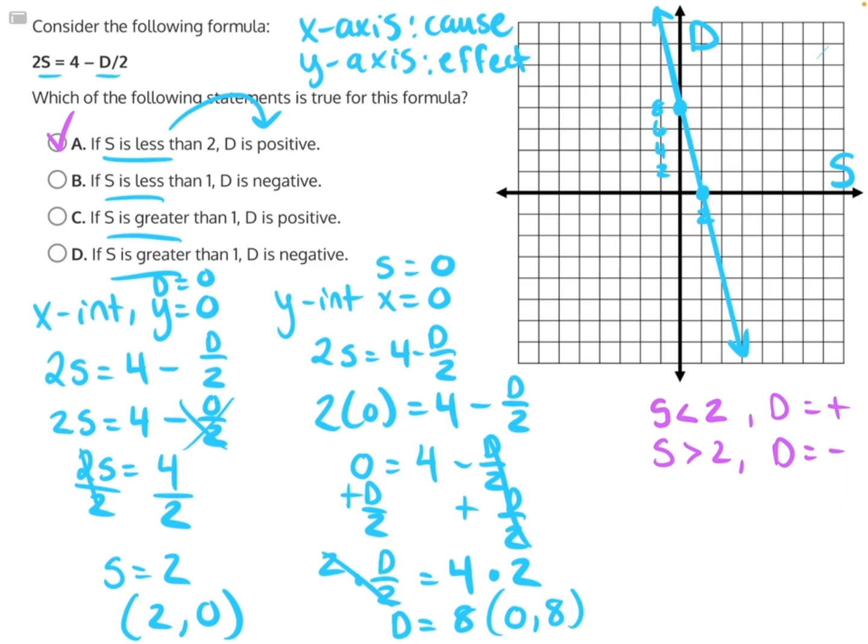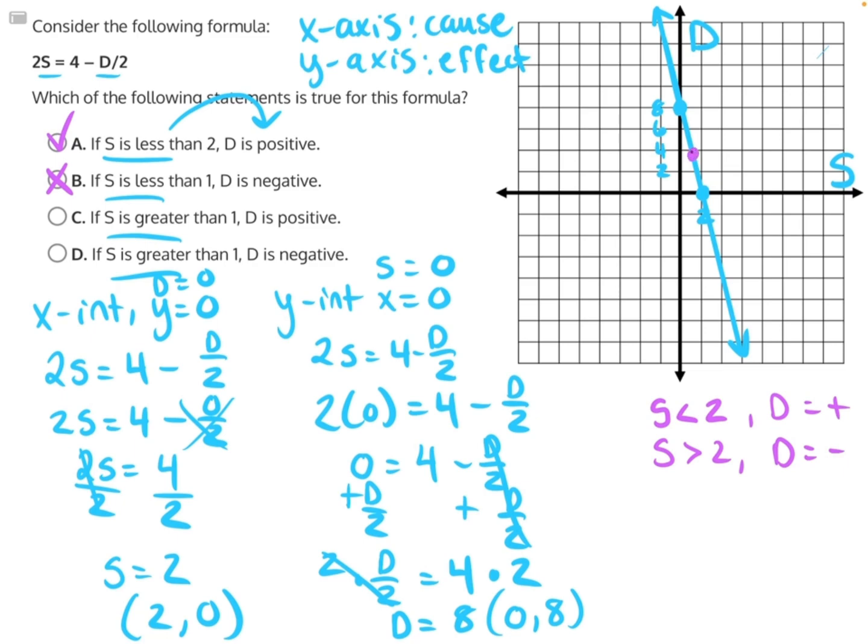B says if s was less than 1, less than 1 would be right here, then d is negative. Well, let's put that on the graph here. Less than would be to the left-hand side, and all of these d values are positive, not negative, so B would be incorrect. C says if s is greater than 1, so let's bring that point back.